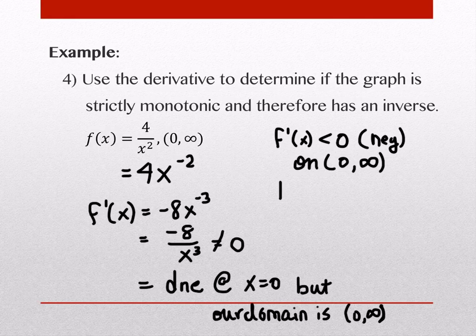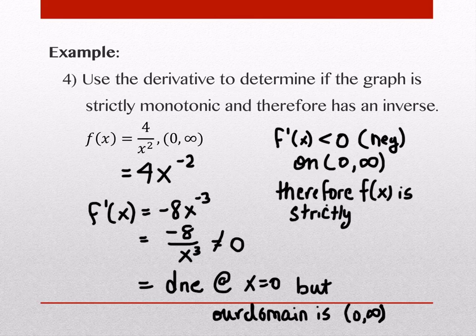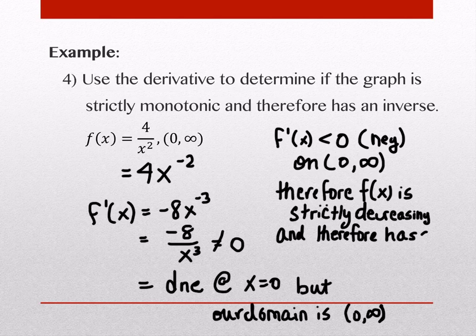So this was strictly, well, let me write it down. Therefore, f of x is strictly decreasing and therefore has an inverse on the domain 0 to infinity.